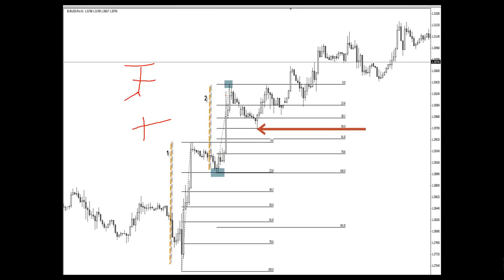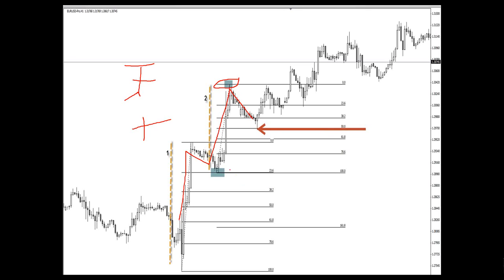So we have another push to the upside. And after this, we can see that the trend has been a little bit exhausted. But still we are in uptrend. Why? Because we have this. You see? This is, guys, trend. This is second swing. So how can we exploit the second swing?